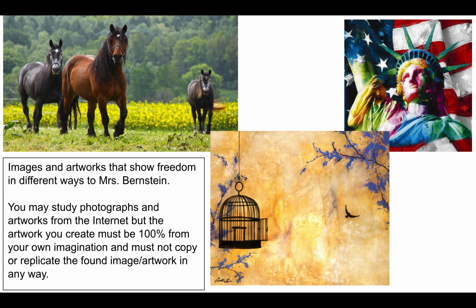Here are some examples of images and artworks that, to me, show freedom in different ways. So we've got horses in a pasture. We've got the Statue of Liberty with the American flag. And then we have this bird escaping from a cage. So these are all different ways of showing freedom.